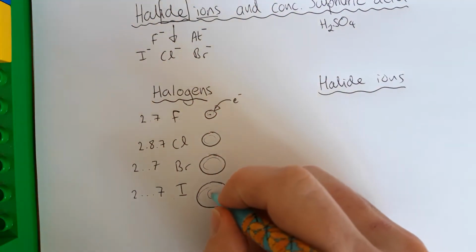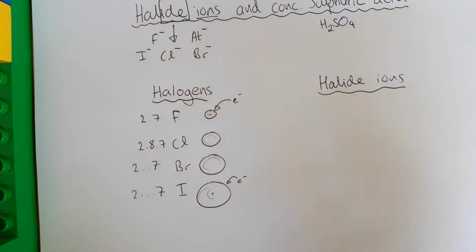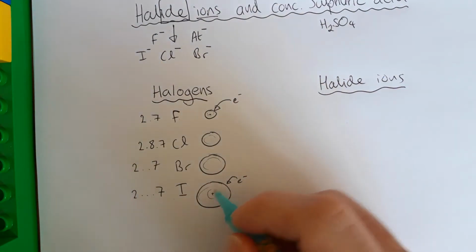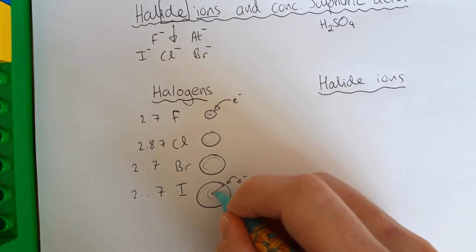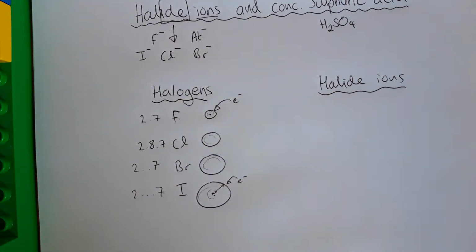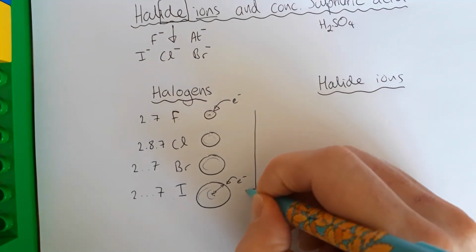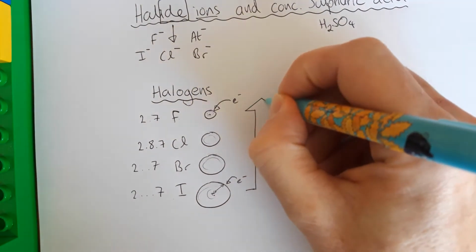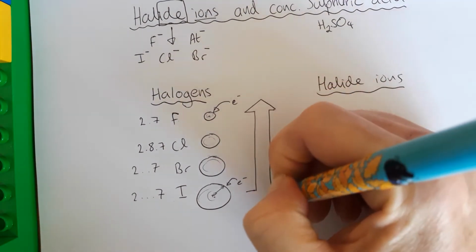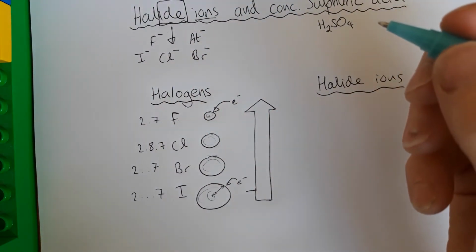If you take iodine, for example, iodine is not very good at all at gaining an extra electron because the nucleus is a long way from the outer shell, and also the outer shell is very well shielded from the nucleus. So what you find then is, as you go up the group, they get better at gaining electrons.